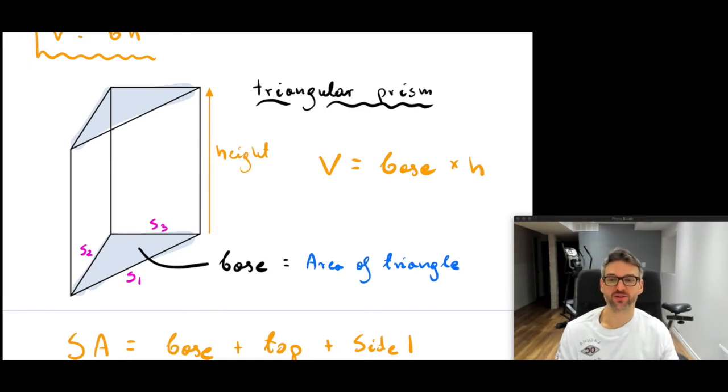But if the sides are different, let's say side 1 is equal to 5 centimeters, side 2 is equal to 8 centimeters, and side 3 is something else, then in those cases you have to be careful how you're going to be calculating your sides.